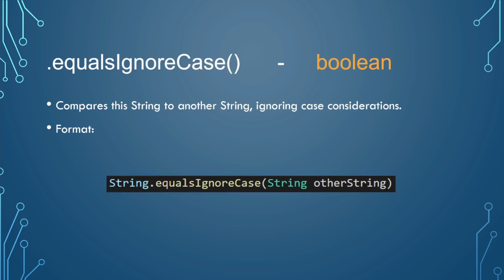Equals ignore case. Over here it checks if they're equal but ignores the case. So whether the letters are capital or small, we just don't care about that. We just want to find out whether they're equal to each other, ignoring the case of the characters.